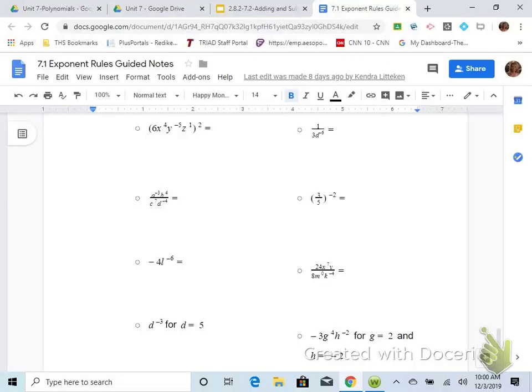So this is the all-together practice from our note 7.1 yesterday. You're going to have to use all your exponent rules in order to answer these questions. So if I'm looking at this right here, I have in parentheses 6x to the fourth, y to the negative fifth, z to the first, in parentheses, squared. So what do I do? How do I start this problem here?